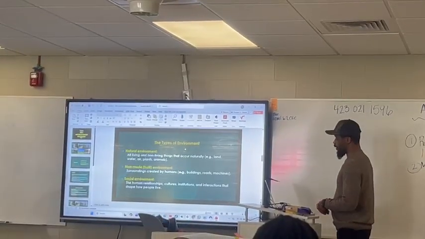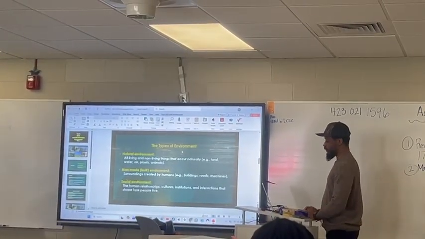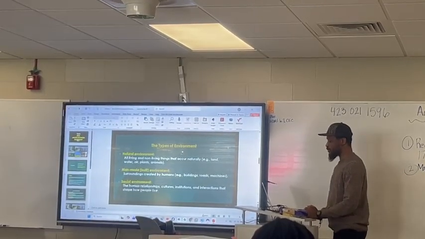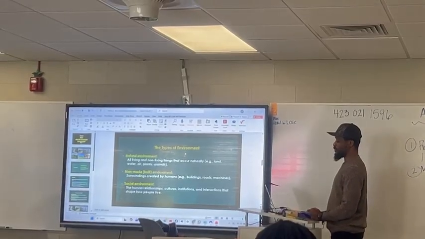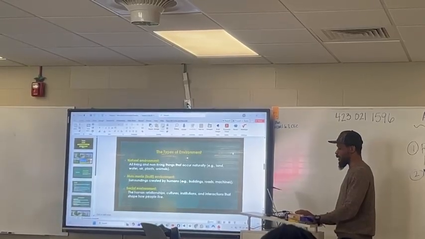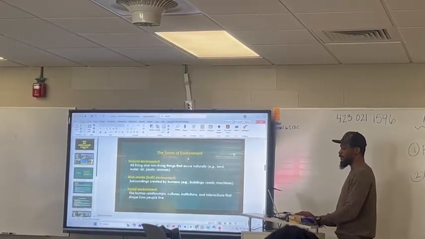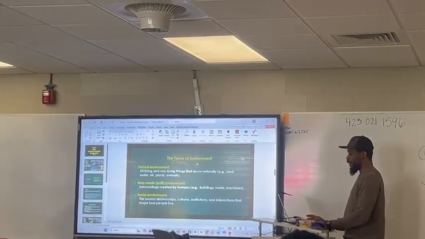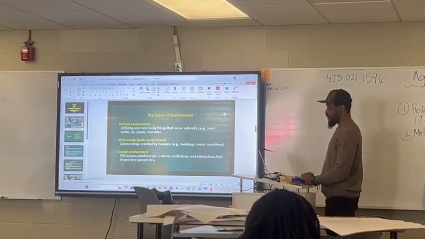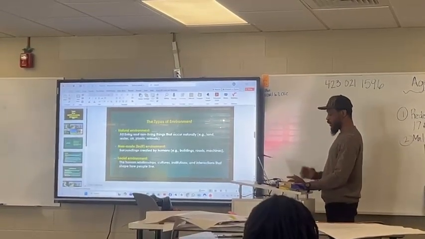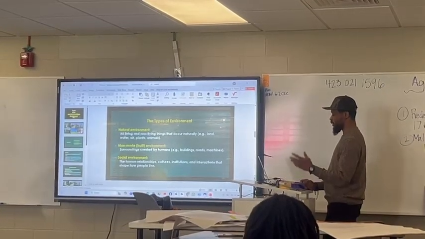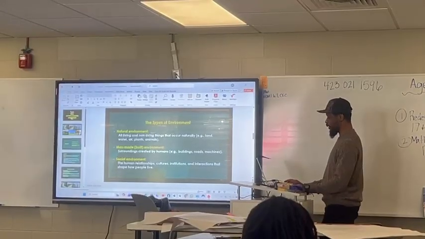Then we have the types of environment. So we have 3 basic types of environment: the natural, the man-made, which is otherwise referred to as the built environment, and then the social environment. What is the natural environment? All living and non-living things that occur naturally, that is land, water, air, plants, animals. Then the man-made or the built environment simply means the surroundings created by humans, that is buildings, roads, machines, bridges, and anything you can think of.